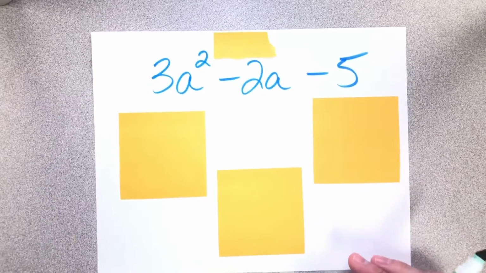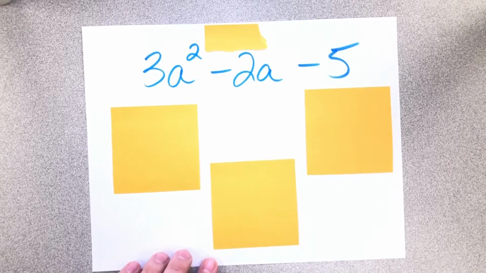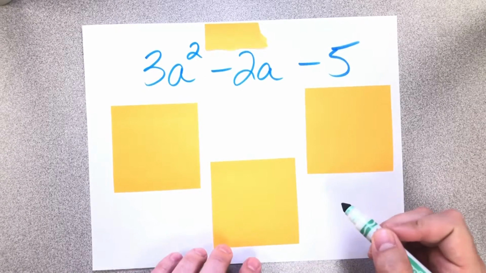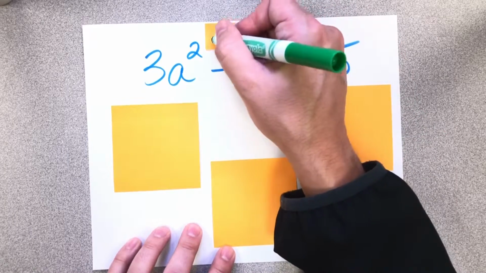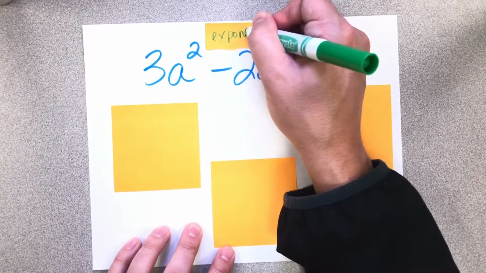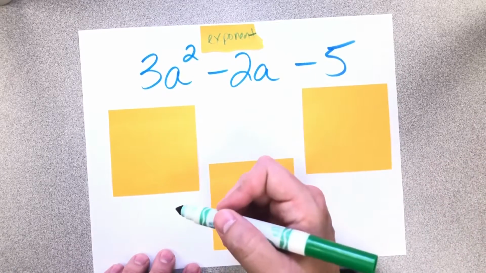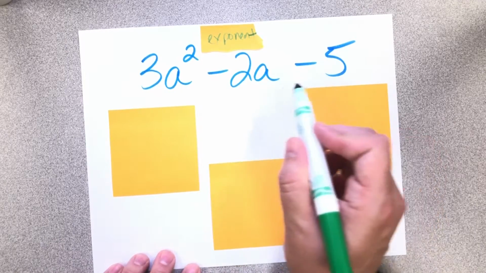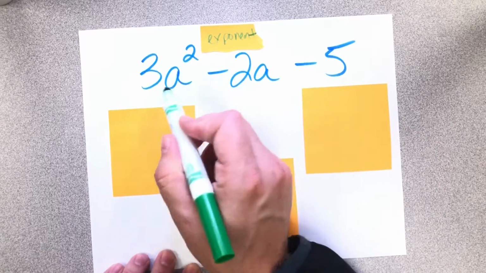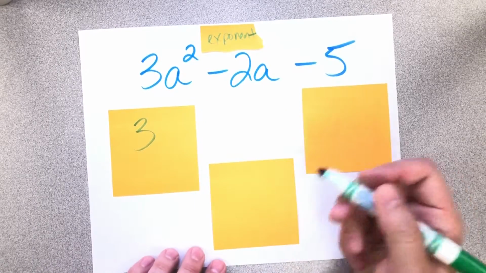Now this is a little bit more complicated of an expression. This says 3a squared minus 2a minus 5. Let's see if we can identify some of the key parts. Of course, the 2 in the superscript up here is the exponent in this problem. If I was to ask you what is the coefficient of the a squared term, you would look very specifically at the a squared term and realize that the coefficient there is a 3.